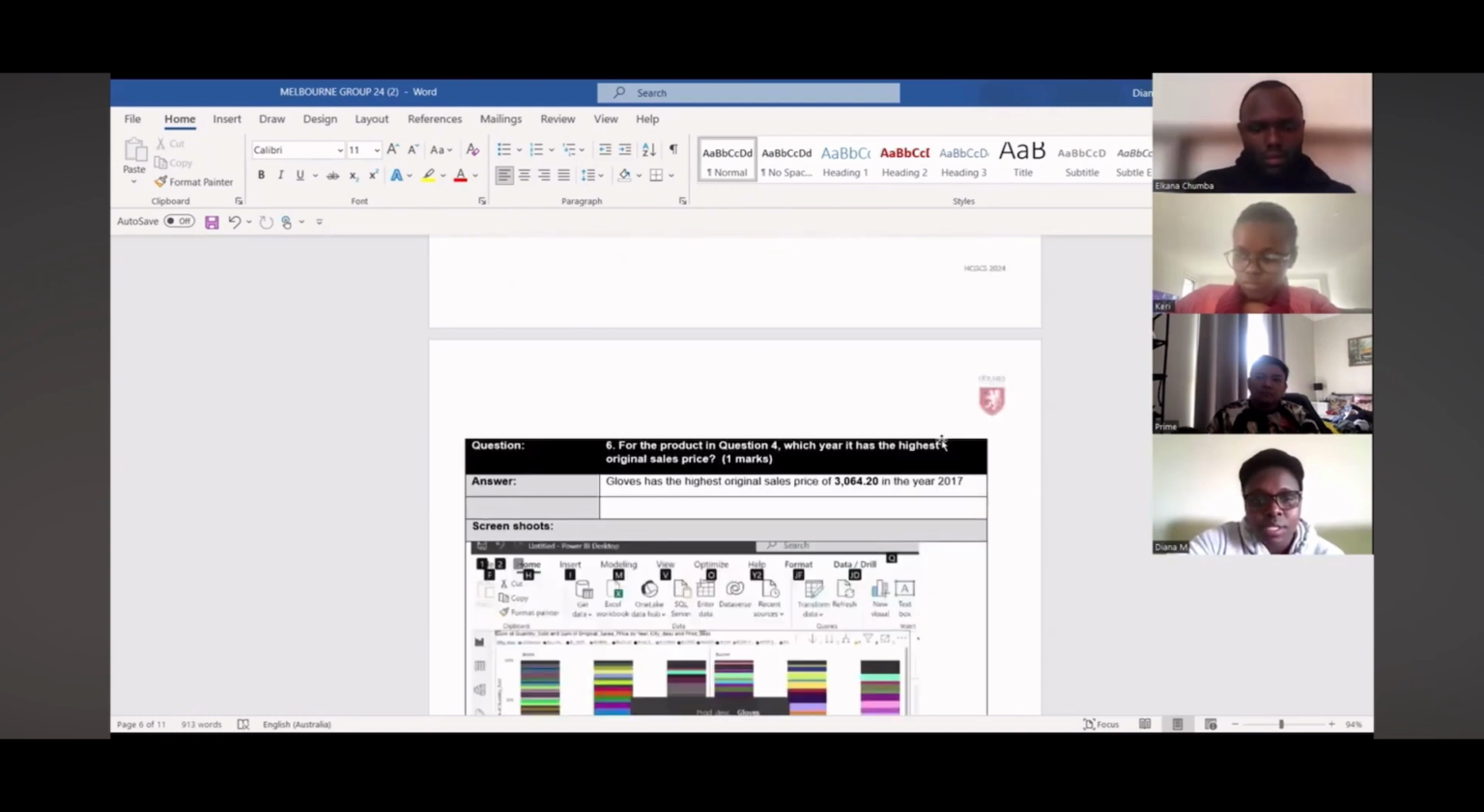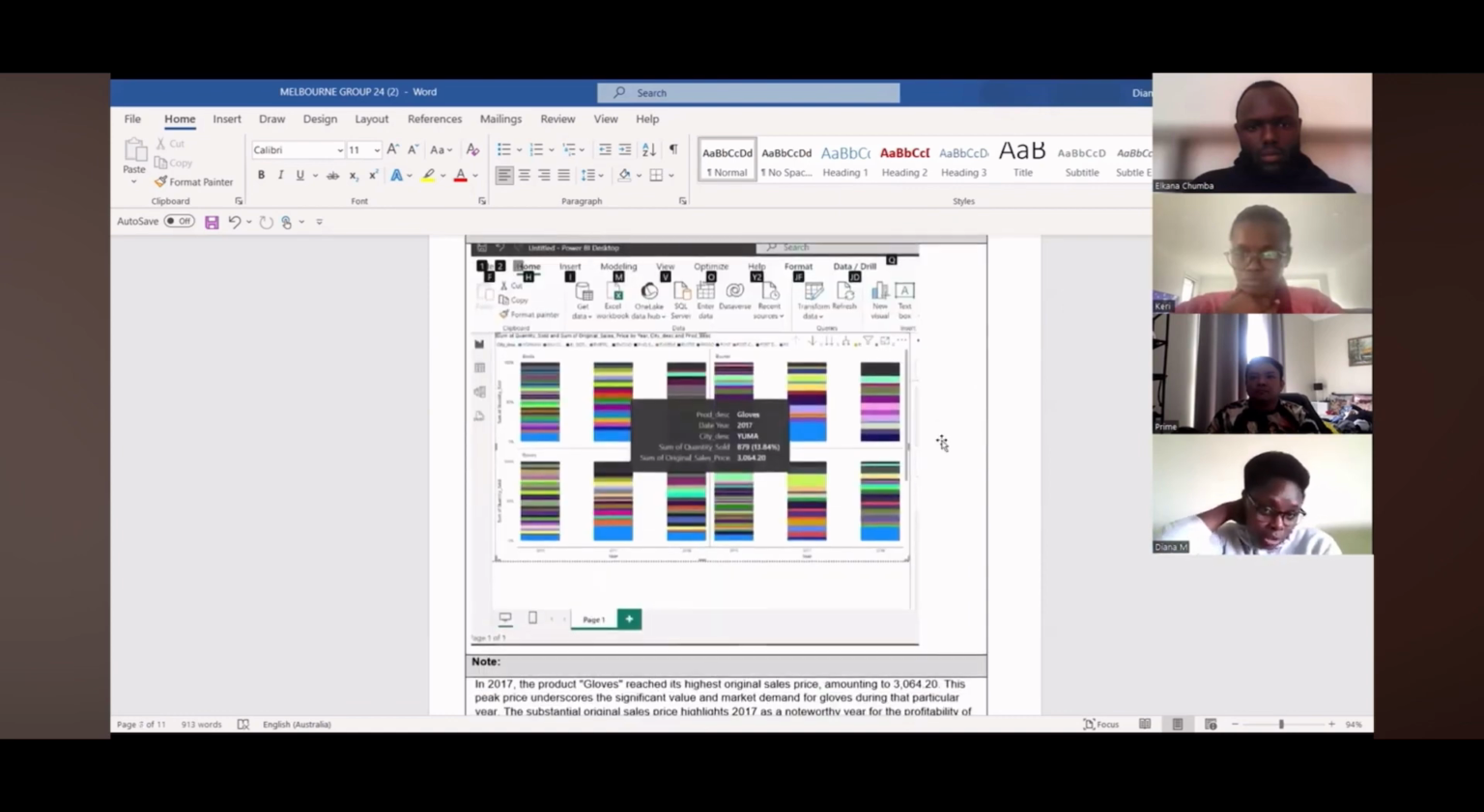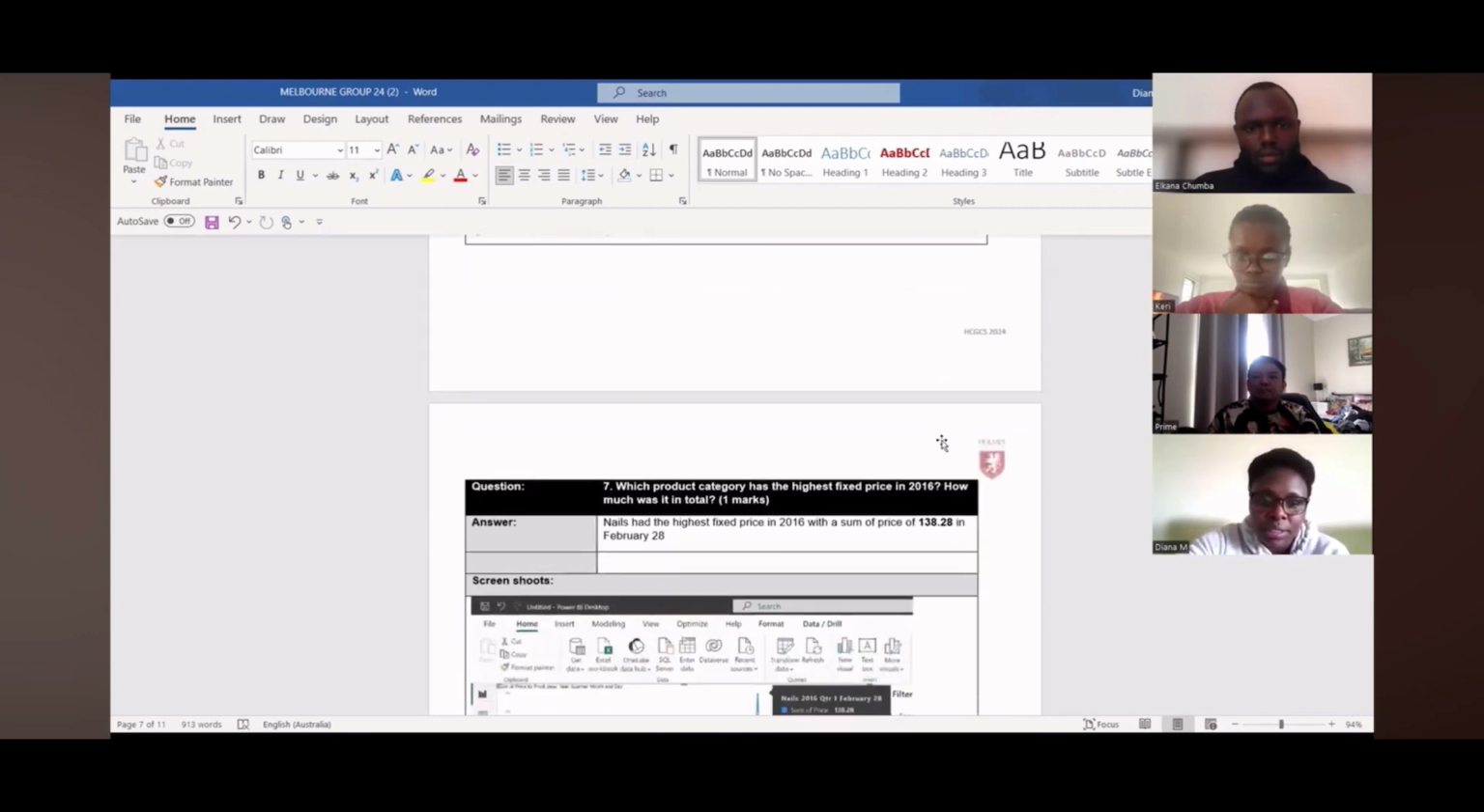Okay, moving on to question 6. For the product in question 4, that's the gloves, which year has the highest original price sales? From here, we can see that the original price sales is 3,064.20 in the year 2017. From this screenshot, it clearly shows the product description, that's the gloves, the date, that's 2017, which city it belongs to, and the original price plus the sum of quantity sold during that period.